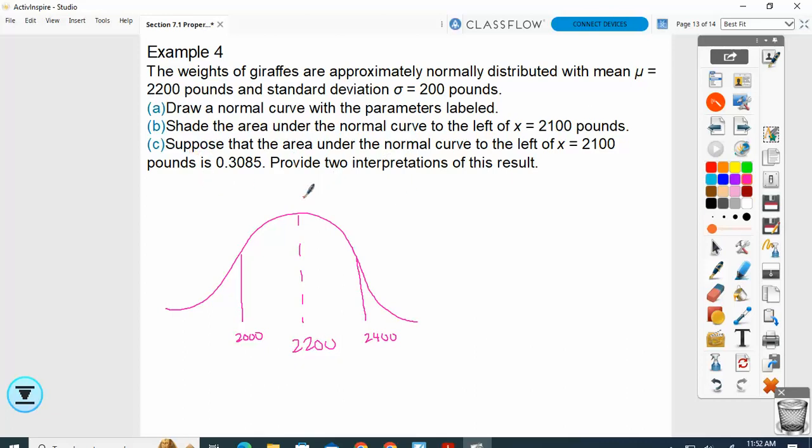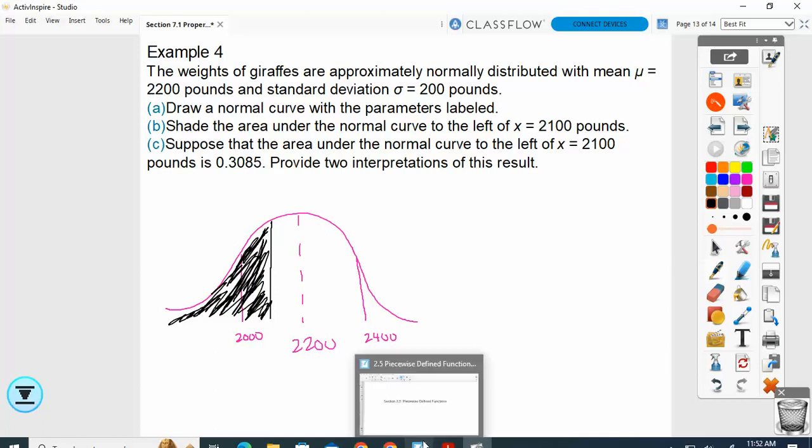Part B is shade the area under the normal curve to the left of 2,100 pounds. So a lot of times when we talk about the normal distribution, we'll be finding the probability that it's below something. So 2,100 would be here. So to the left of it would be this part of my curve. Okay, so if I told you that that area was 0.3085, I want to write the two possible interpretations for that.